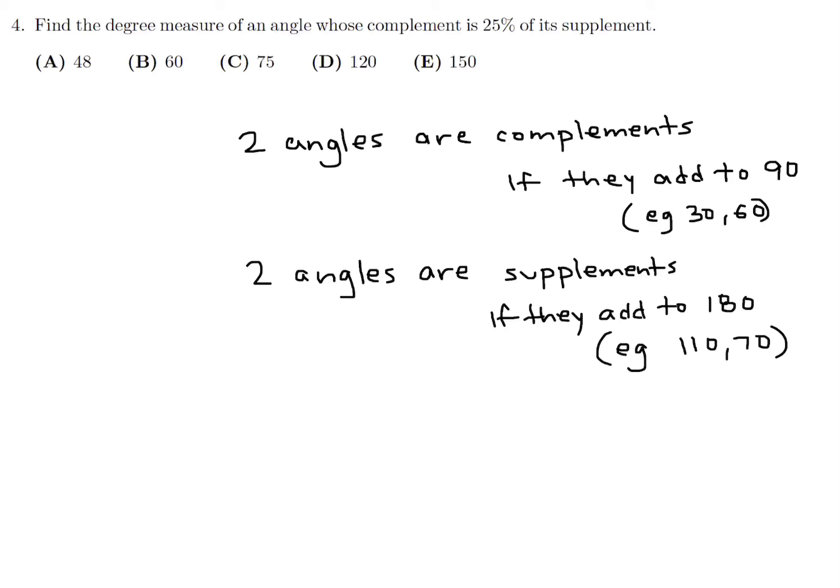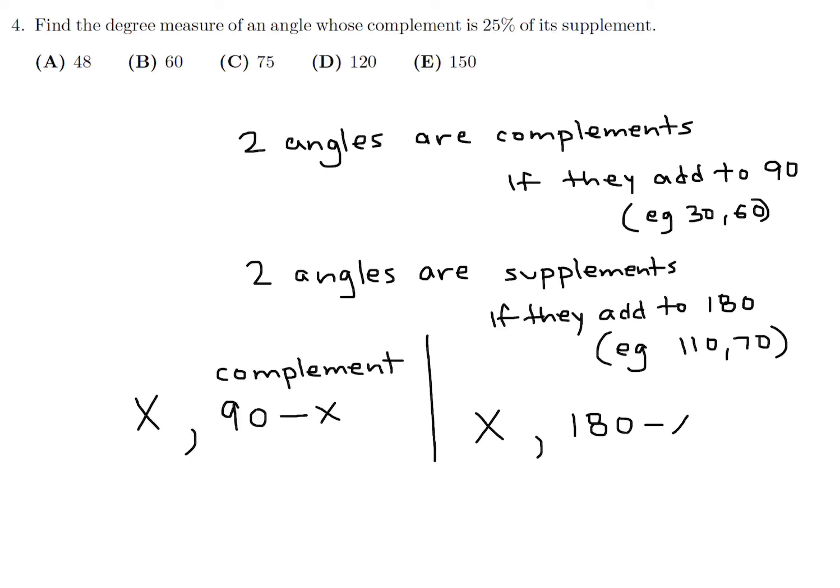So they're saying you have an angle, let's say it's x, and its complement is 25% of its supplement. So first of all, what is its complement? Two angles are complements if they add up to 90. So the complement of x is 90 minus x. If you add them together, they would equal 90. Now let's talk about supplement. The angle is x. What is its supplement? Well, supplements are two angles that add up to 180. So the supplement of x would be 180 minus x.